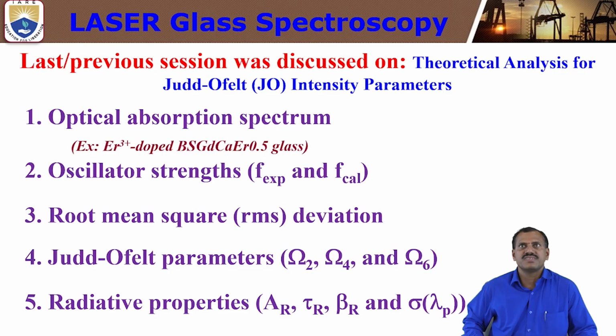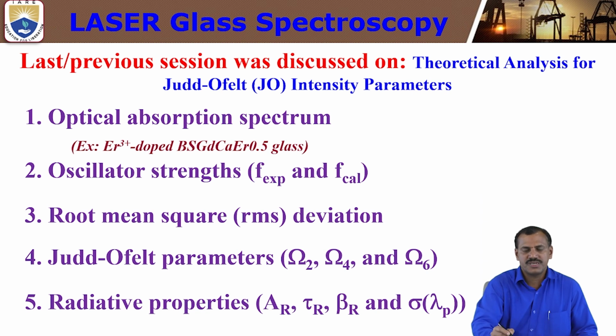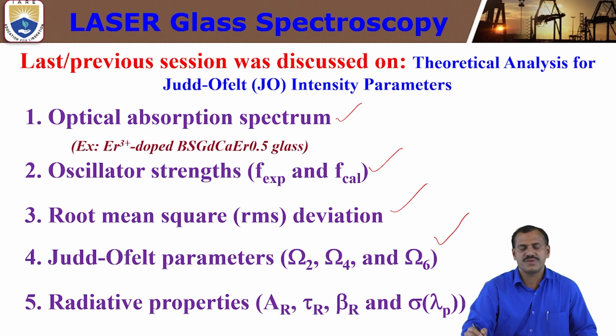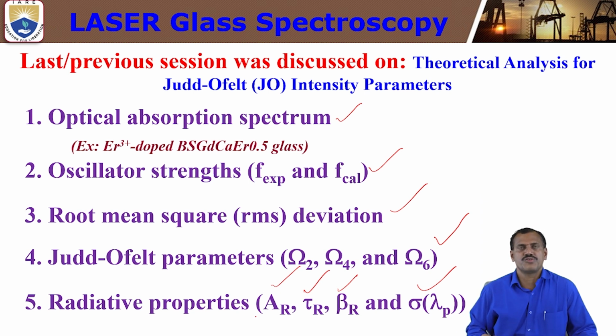The previous session was on the theoretical analysis for the Judd-Ofelt intensity parameters. We calculated them from the optical absorption spectra. We calculated the oscillator strengths, the measured and calculated values, and the root mean square RMS deviation from the observed spectra only. The Judd-Ofelt intensity parameters omega 2, omega 4, omega 6 were calculated from JO theory, along with radiative properties such as the radiative transition probability AR, radiative lifetime, branching ratio, and stimulated emission cross-section. So these are what we discussed in the last session.